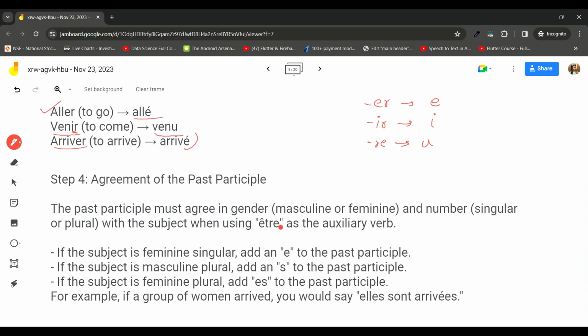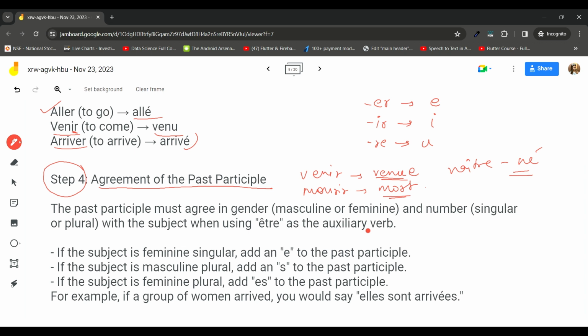One thing that's different about passé composé with être is the agreement of the past participle. For example, venir, the past participle is venu. For mourir, it is mort. For naître, which is to be born, it is né. Now, all of these past participles should agree in gender with the subject. Again, same thing. If it is feminine, you add an e. If it is masculine, you add nothing. If it is plural, you add s. If it is feminine plural, you add es to it.